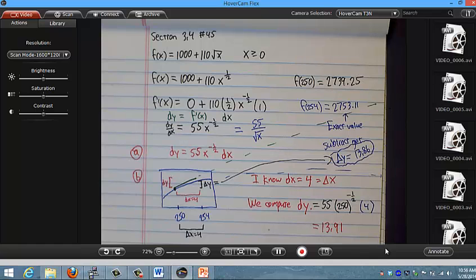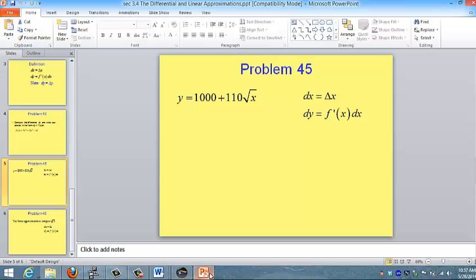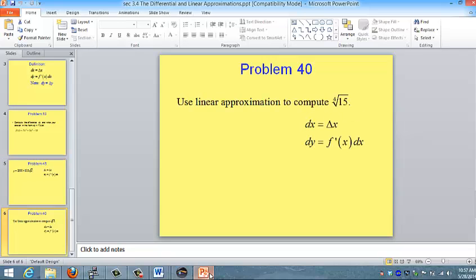Okay, so I'm going to do one more sample with you of a problem from the book that we can do with differentials, and then we're going to move on to the last stuff, the marginal stuff today. So problem 40 says, use linear approximation to compute the 4th root of 15.